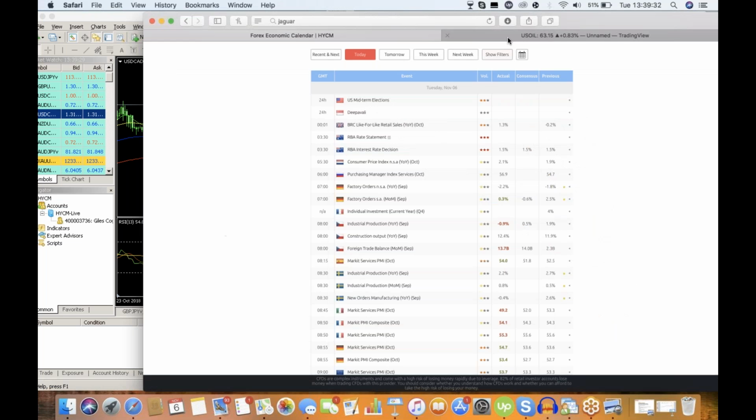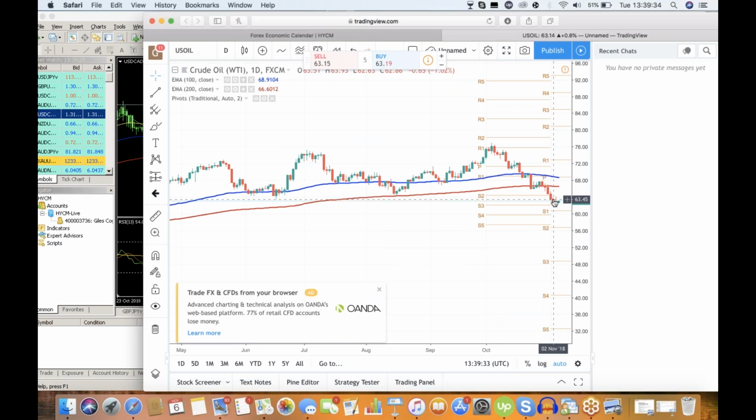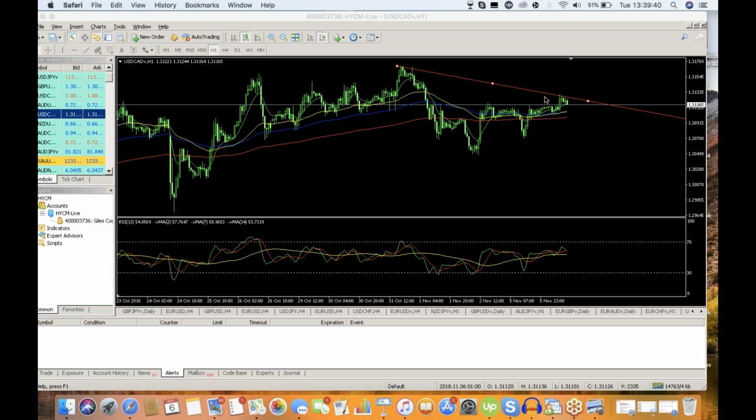So if oil prices recover, so they're 63.14, if that keeps going up, then you're going to see the Canadian dollar being bid, which means you're going to see the US dollar Canadian dollar being sold.